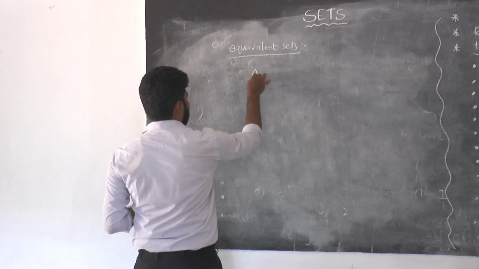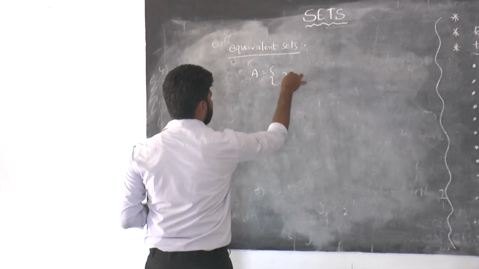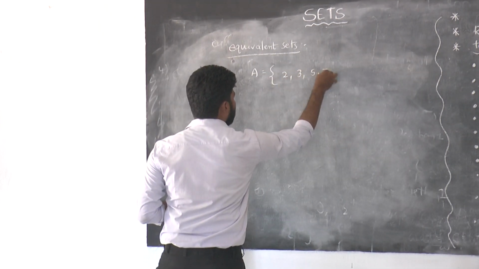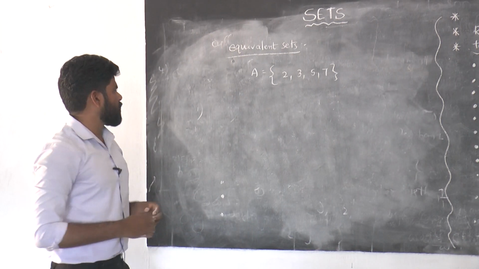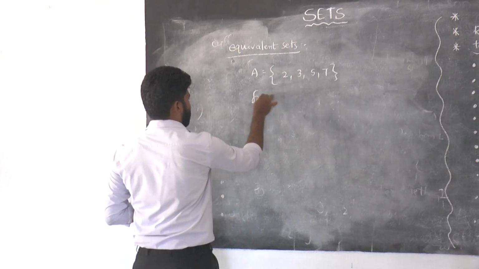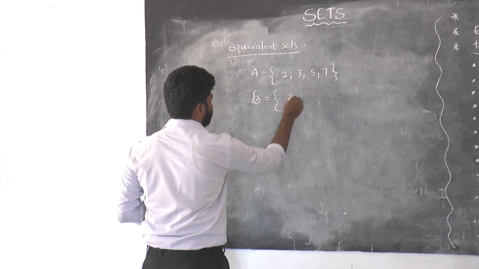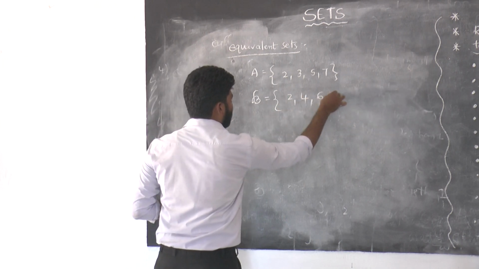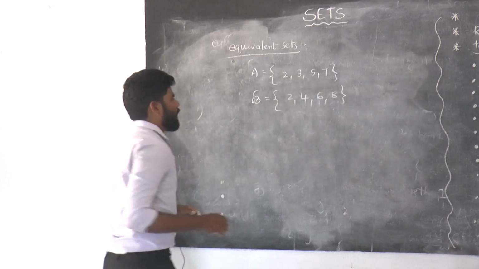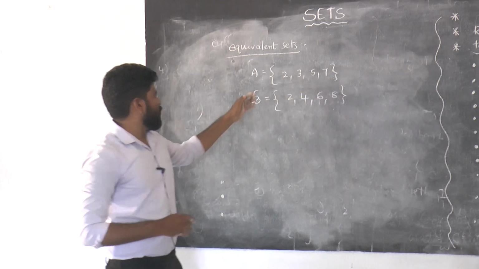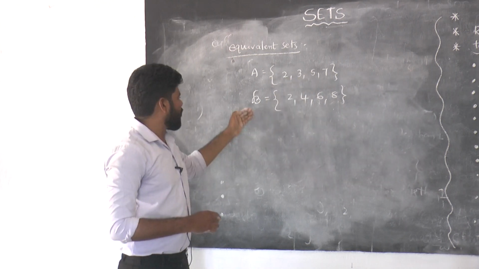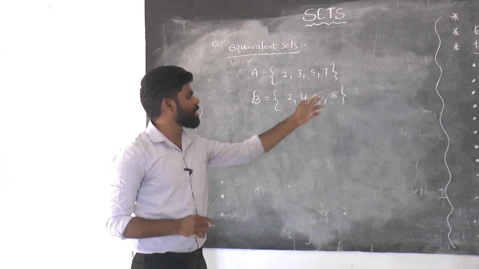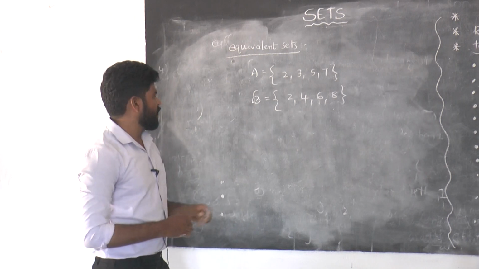For example, set A is equal to {2, 3, 5, 7}. Set B is equal to {2, 4, 6, 8}. Here, set A contains the elements 2, 3, 5, 7, and set B contains the elements 2, 4, 6, 8.